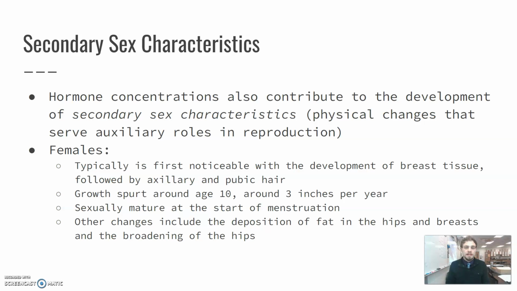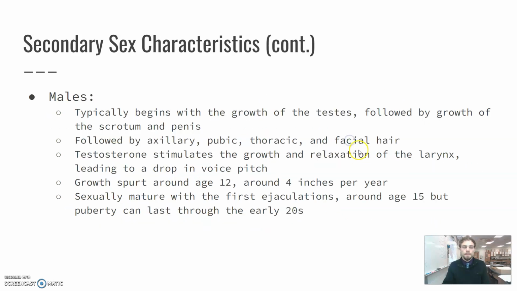Some other secondary sex characteristics that we see in females are the deposition of fat in the hips and the breasts, as well as the broadening of the hips. On the male side, typically you start to see puberty first with the growth of the testes, followed by the scrotum and the penis. You do also in males get that axillary and pubic hair. Males will also start to get thoracic and facial hair.